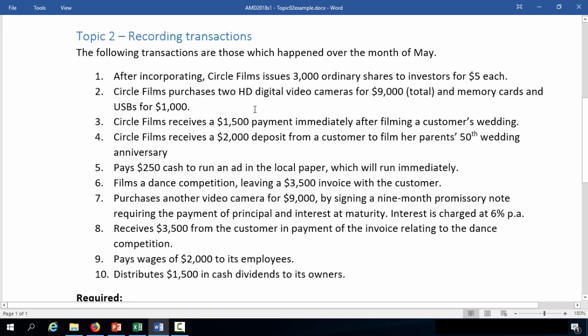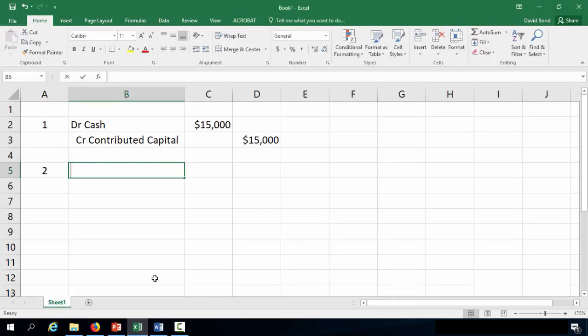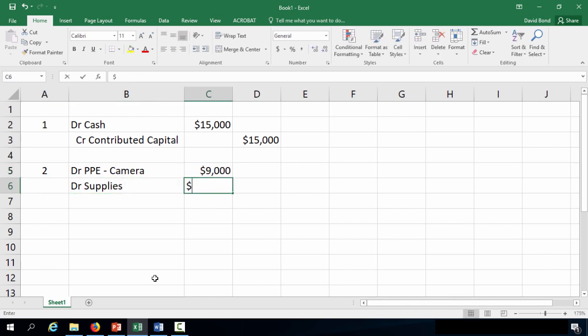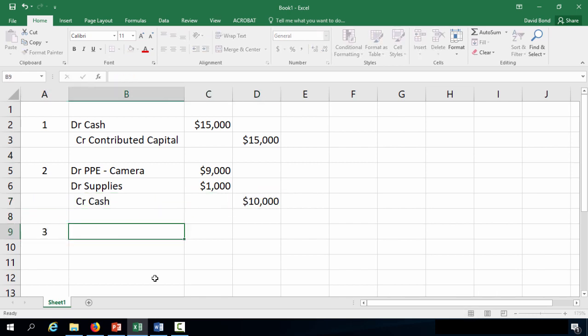Circle Films purchases 2 HD digital video cameras for $9,000, so those are assets, and memory cards and USBs for $1,000, also assets. And we're assuming here that they paid cash. So debit, we'll call it property, plant and equipment, PPE, camera, 9,000. Debit supplies, because those USBs and whatnot are going to be used up in the course of business. And credit cash, $10,000.